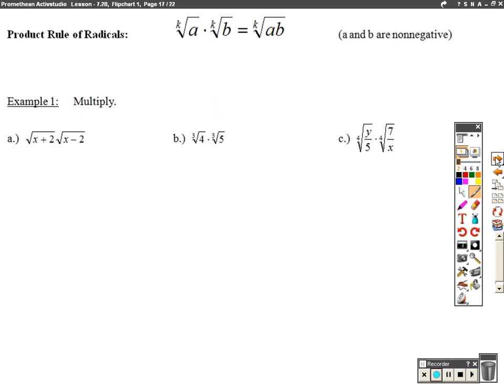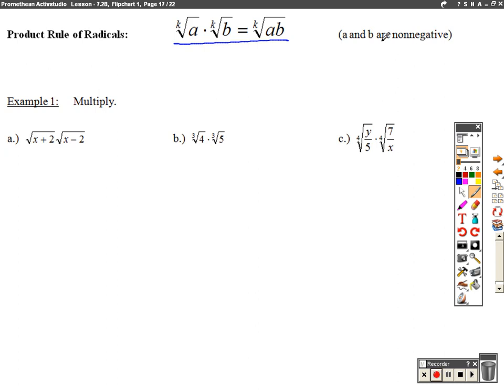Moving on to the lesson. Mainly, all we have here is this product rule of radicals. It says if you're multiplying 2 or more radicals, and as long as the indices are the same, indices is the plural of index, so this index is the same as this index, then I can combine it to be a single radical with that same index, and I can just multiply the radicands. And the restriction is that a and b are non-negative.